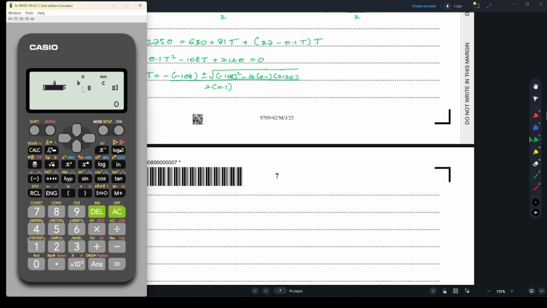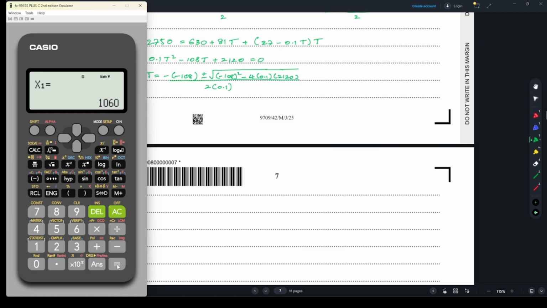Then they're asking what the a, b, c values are. So a is 0.1, press equal. Then b is minus 108, press equal. The c value is 2120.